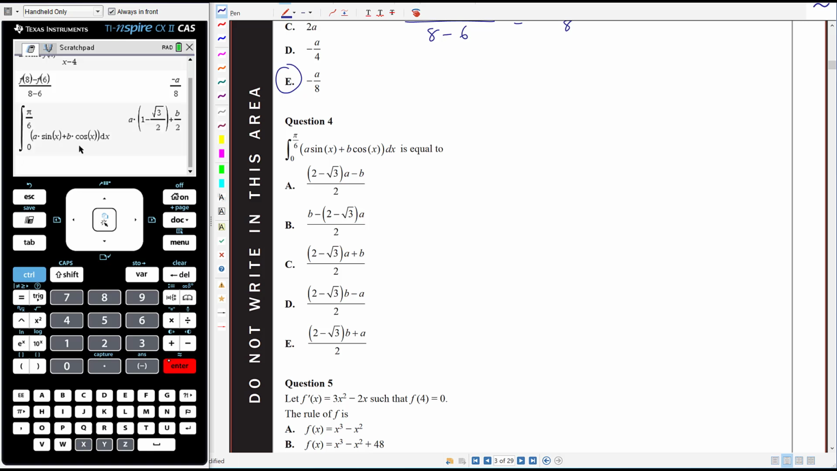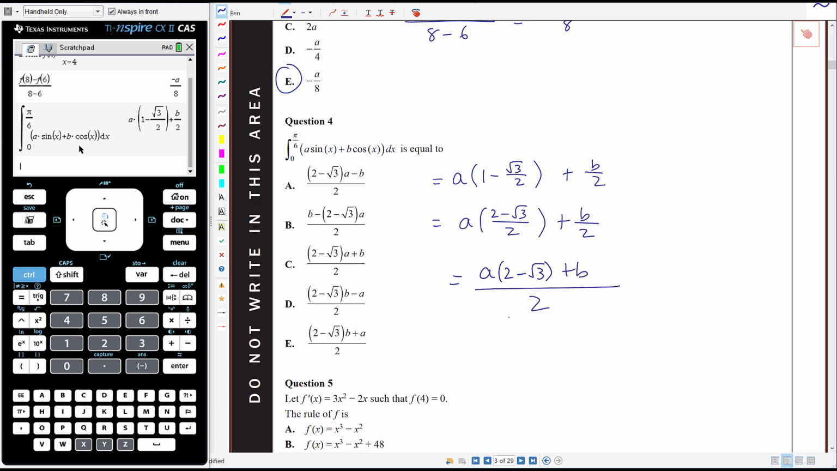Okay, it's not too bad. So what we've got here, our CAS tells us that that is a times 1 minus root 3 on 2 plus b on 2. Okay, so that's going to be a times 2 minus root 3 over 2 plus b on 2. So that's a times 2 minus root 3 plus b all over 2. Are we close to matching something there? Yes, we are. 2 minus root 3 times a plus b over 2, so c. Okay.